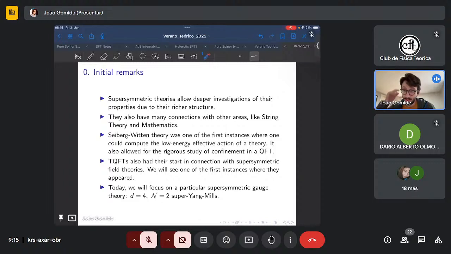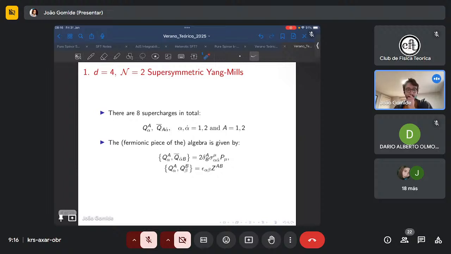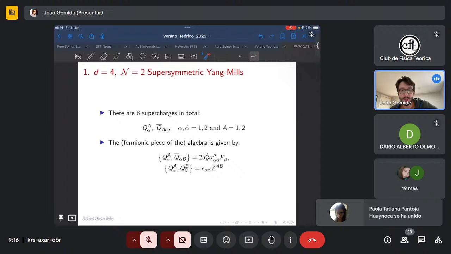And the second point, as I said, is topological quantum field theories. They usually have some notion of supersymmetry in them. And the thing that I'll discuss today is maybe the first instance, or one of the first instances, where topological quantum field theories appeared. Okay, so I'll start by discussing what d equals 4, N equals 2 Super Yang-Mills is. d equals 4 means we're in 4 dimensions. N equals 2 means that we have two sets of supersymmetry generators, or we have two supersymmetry generators.